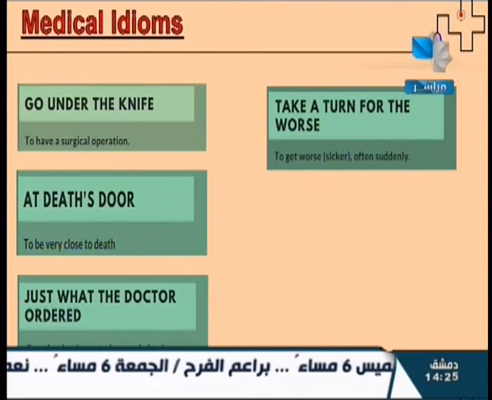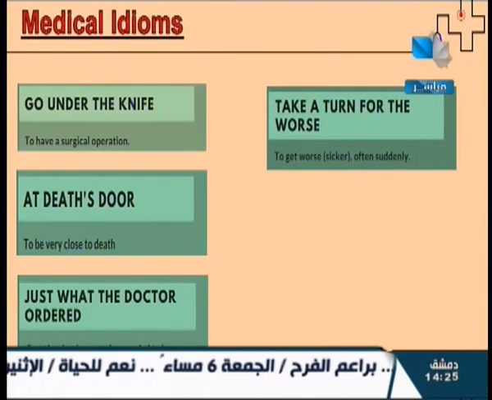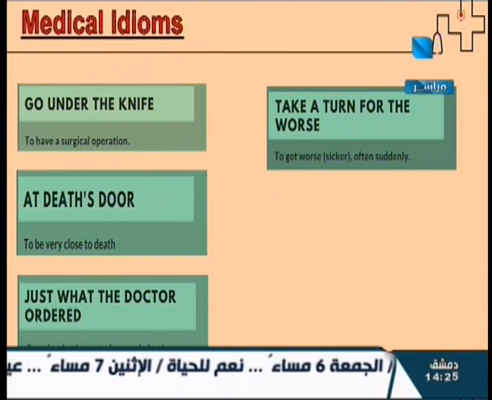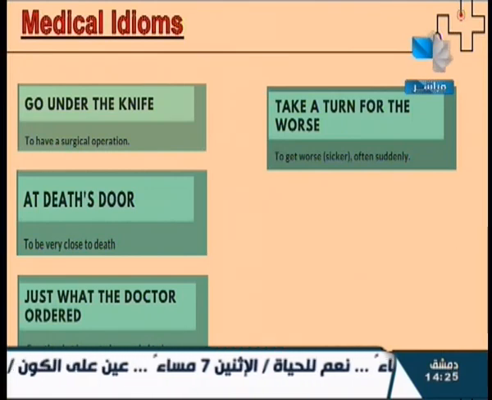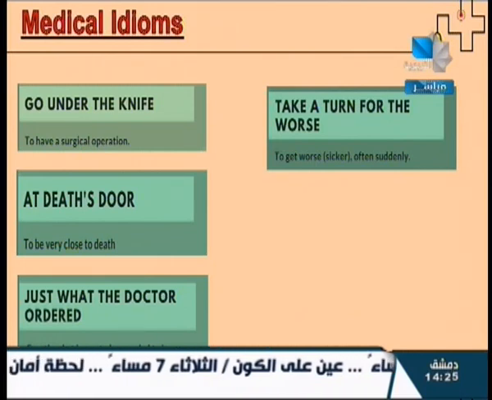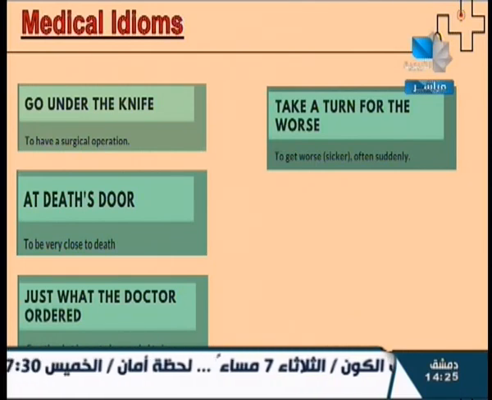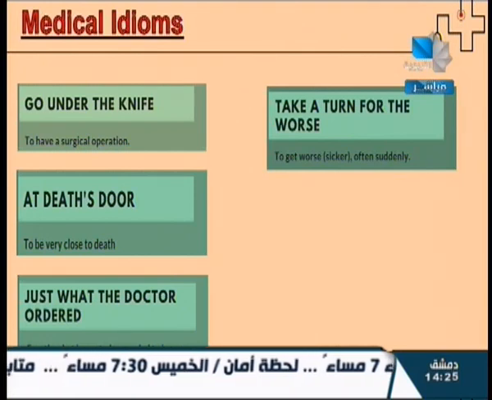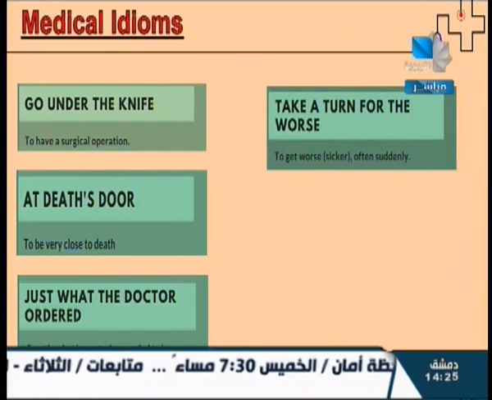We have "take a turn for the worse." It means to get worse or to get sicker. For example, when someone takes a turn for the worse, it means that his health gets worse. Yes, his health deteriorates. It indicates a negative change. He became sicker.